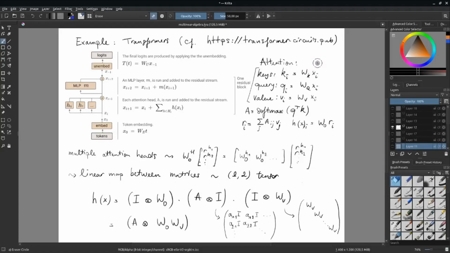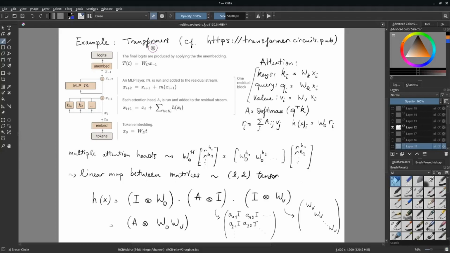So I do have an example relevant to machine learning in this case. Thanks to Dashiell for linking this one. It's from a paper by Anthropic on transformers and interpretability. They use this tensor product notation to interpret, or at least to give some interesting notation about transformers.